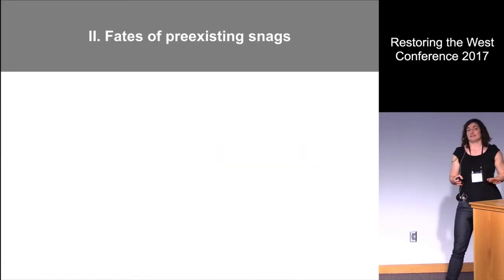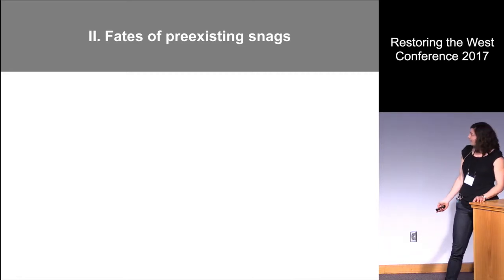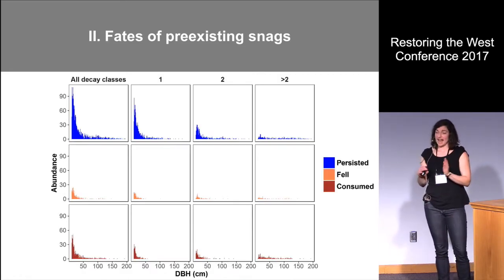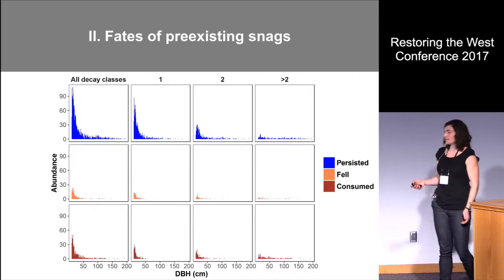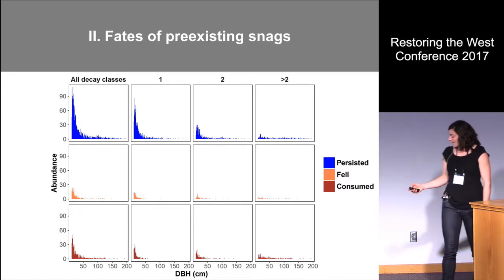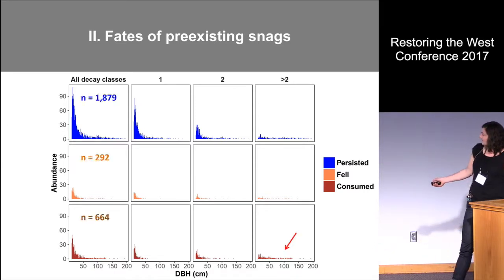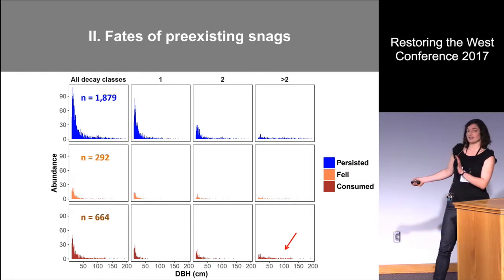Okay, so second, I was interested in looking at the fates of the pre-existing snags. And I began by categorizing the outcomes that we observed. And we saw 3 primary outcomes. We saw snags that persisted and remained standing in blue, snags that fell in orange, and snags that were completely consumed. And I would just like to point out that the snags in the larger diameter classes that were completely consumed were all in the more decayed classes as well.